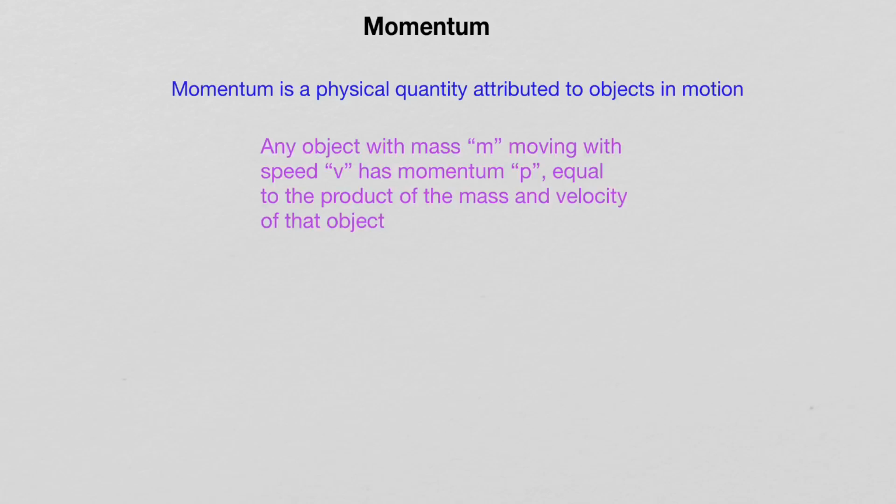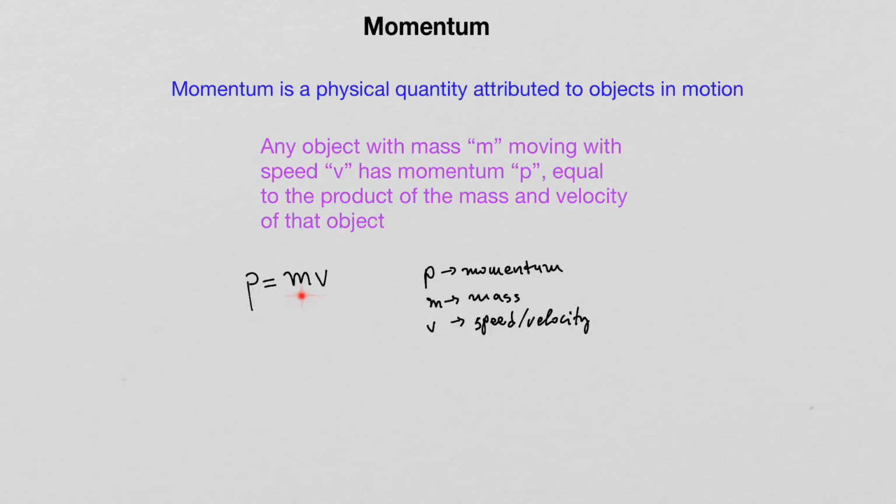Any object with mass m moving with speed v has momentum p equal to the product of the mass and velocity of that object. The formula that relates those three quantities is that the momentum p is equal to the product of mass times velocity. Again, p is the momentum, m is the mass, and v is the speed or velocity of motion.